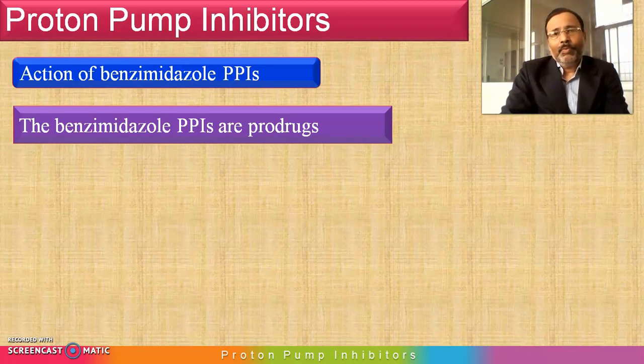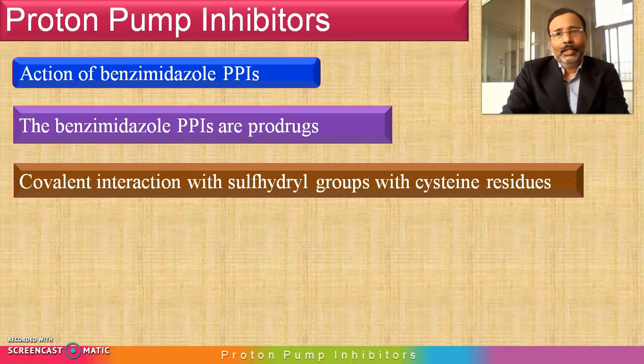The weakly basic benzimidazole accumulates in the acidic compartment on the luminal side of the tubovesicular and canalicular structure of the parietal cell. The benzimidazole proton pump inhibitors are then chemically converted by acid to a sulfonamide, and that sulfonamide will inhibit the proton pump via covalent interaction. This inhibition occurs via covalent interaction of the sulfonyl group with a cysteine residue.